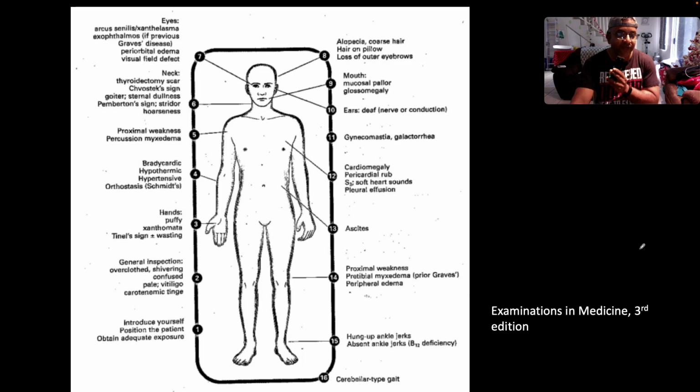Okay, guys, as usual, first up, you want to just step back and introduce yourself to the patient. Hello, sir. Hello, ma'am. I am so-and-so. Position the patient, usually Fowler's or semi-Fowler's, and obtain adequate exposure. Then you just want to step back and look at the patient, right?